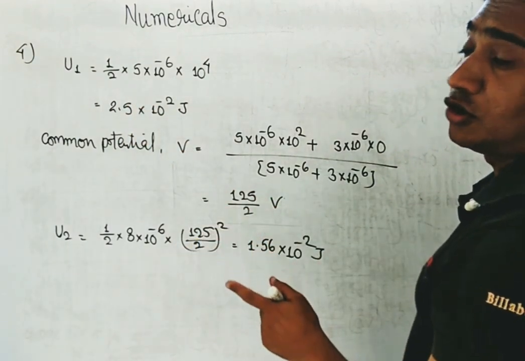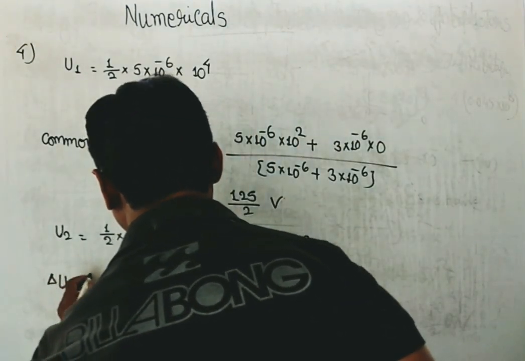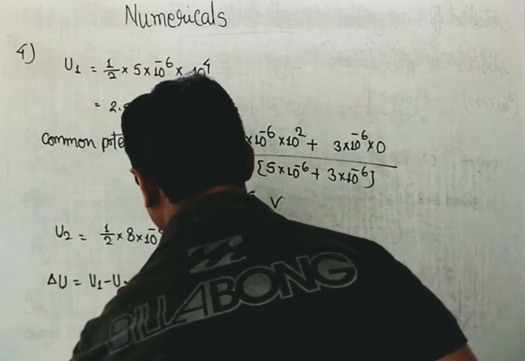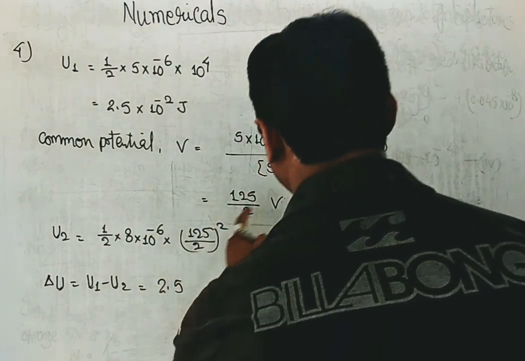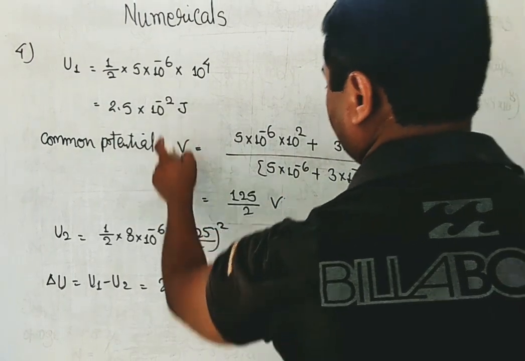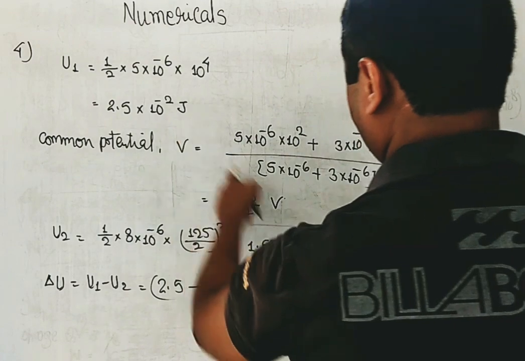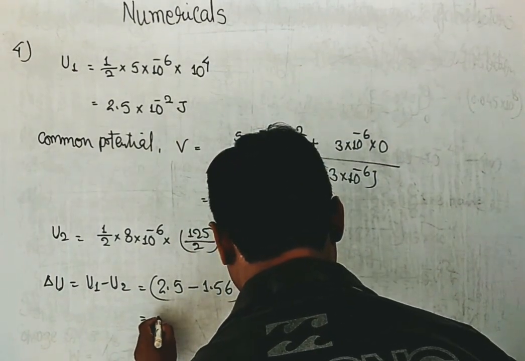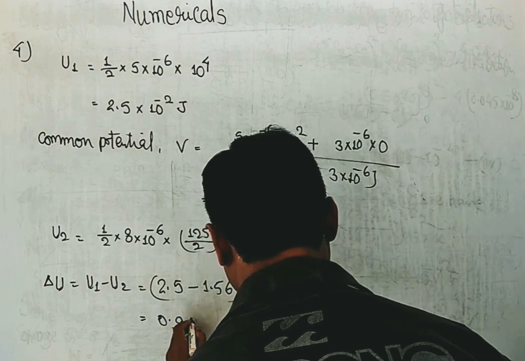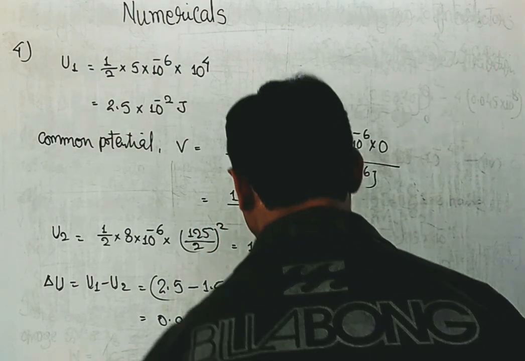Now let's calculate the loss. The loss delta U equals U1 minus U2, and this is equal to 2.5 minus 1.56 into, what's common, 10 to the power minus 2. So this on simplification will give us 0.94 into 10 to the power minus 2 joule.